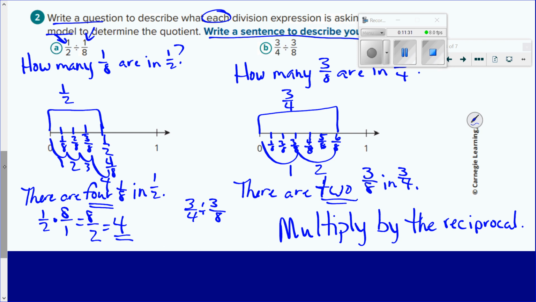You ready, Liam? I don't divide fractions. Instead, I multiply by the reciprocal. Make sense? So I don't divide. Instead, I multiply by the reciprocal.